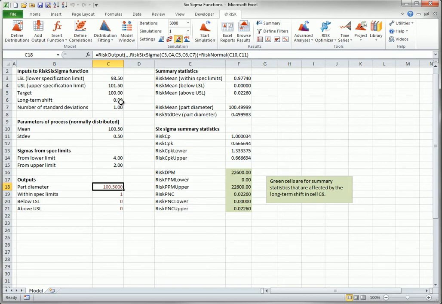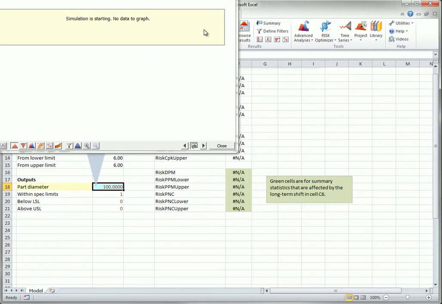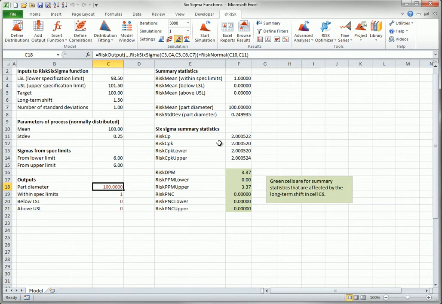So for this example, you enter the mean and standard deviation as 100 and 0.25 to get a 6 sigma process, and you enter 1.5 as the shift. When you run the simulation, you get the results shown here. Specifically, you get approximately 3.4 defectives per million in cell F16. Any company that can achieve this level of quality is truly first-rate.